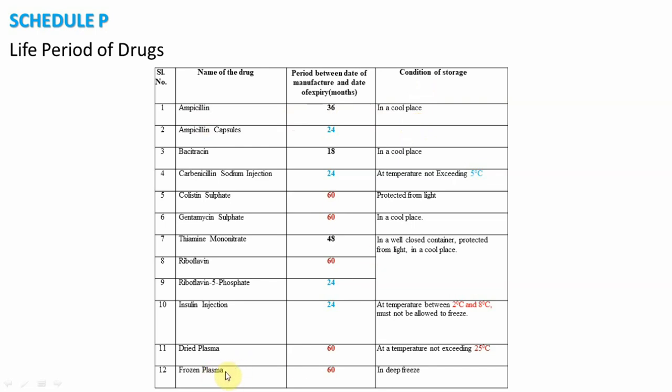Likewise, for frozen plasma, 60 months. Condition of storage: in deep freeze. For insulin injection, 24 months, at temperature between 2 degrees Celsius and 8 degrees Celsius. Must not be allowed to freeze.